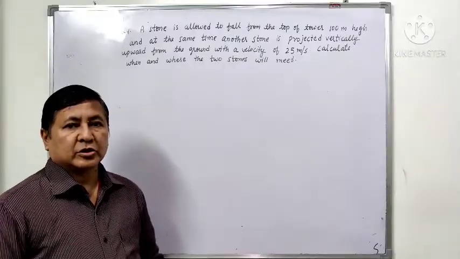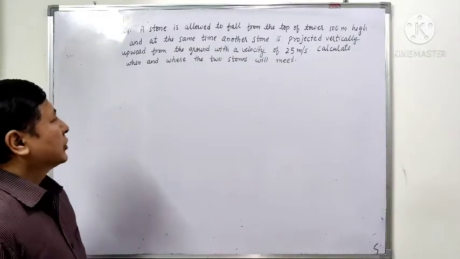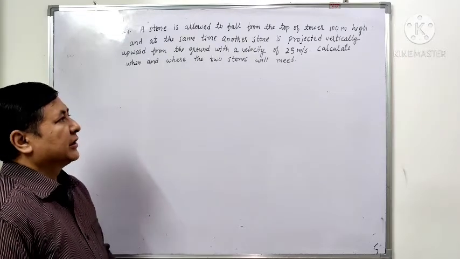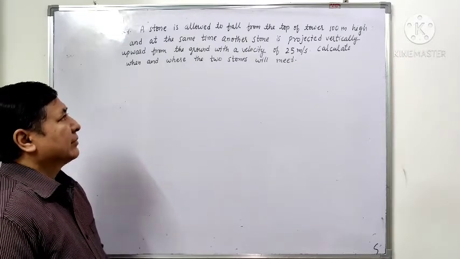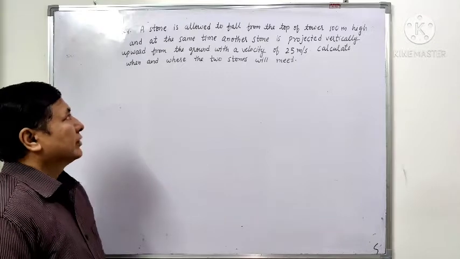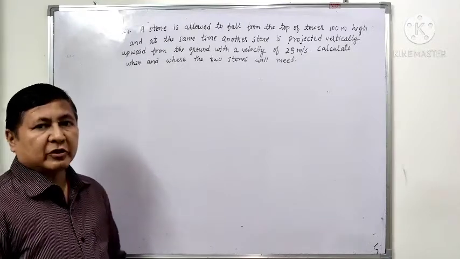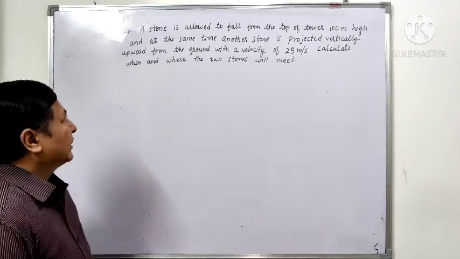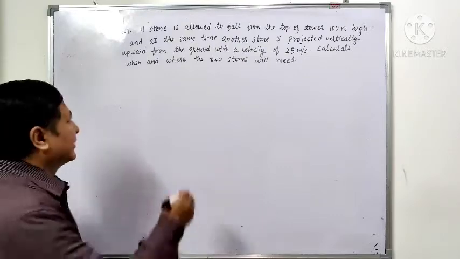Now let us solve question number 4. A stone is allowed to fall from the top of a tower 100 meter high, and at the same time another stone is projected vertically upward from the ground with a velocity of 25 meter per second. Calculate when and where the two stones will meet.